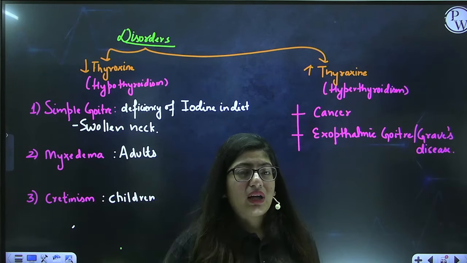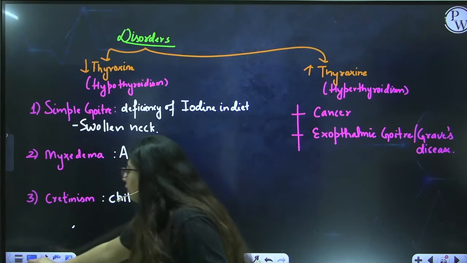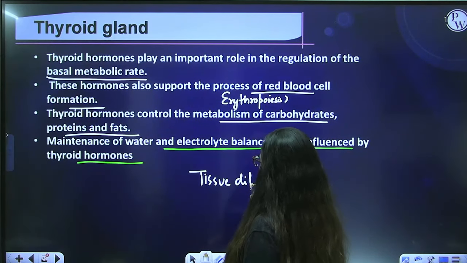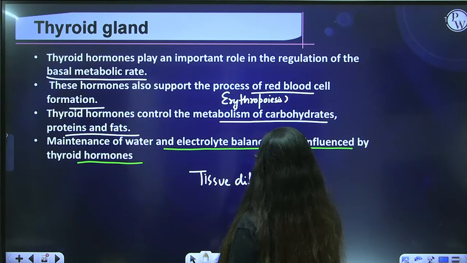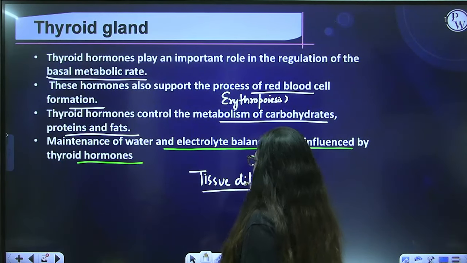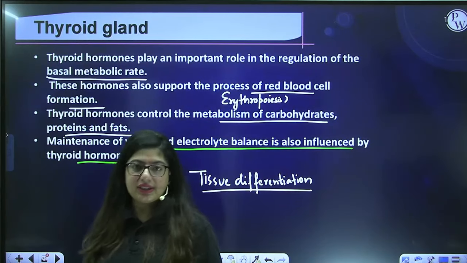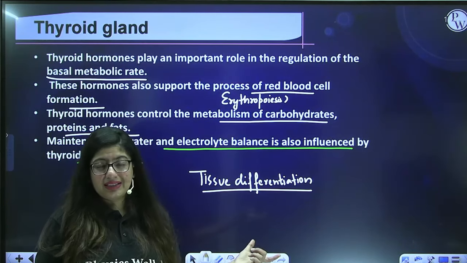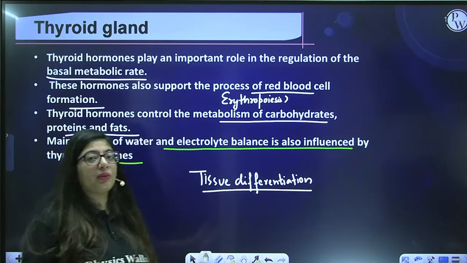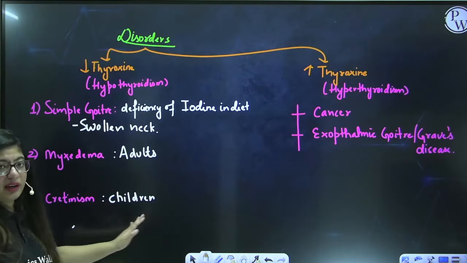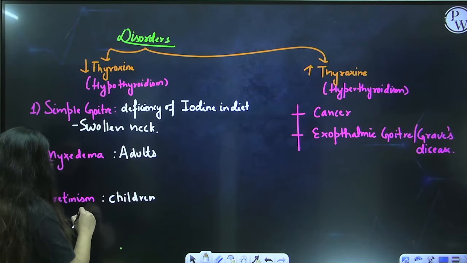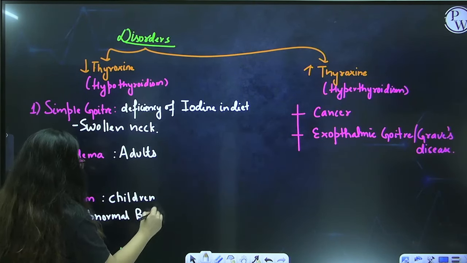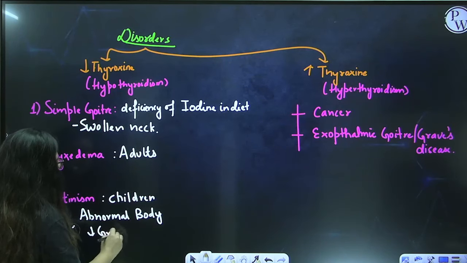thyroxine. So thyroxine plays a very important role in tissue differentiation. One of the functions of thyroxine is tissue differentiation, and differentiation is a very important step in the formation of a fetus. If the female does not have thyroxine, tissue differentiation will not take place and the baby's organs will not be completely formed. As a result, this baby will have an abnormal body and there will be less growth in the brain.